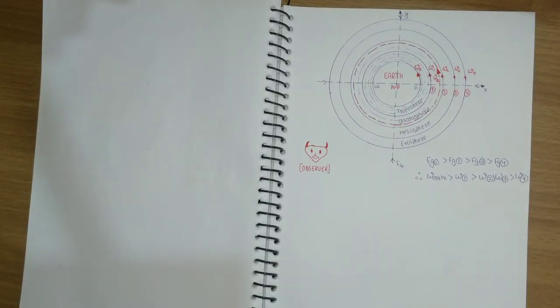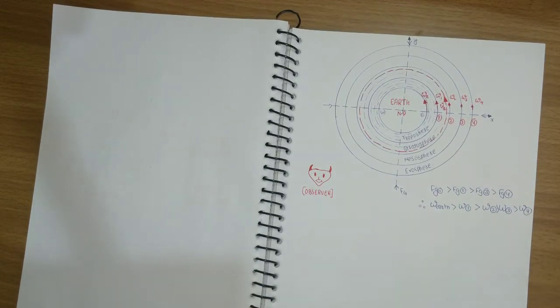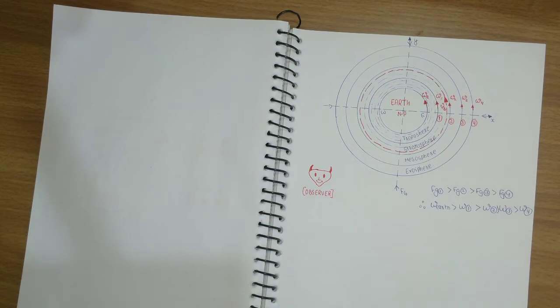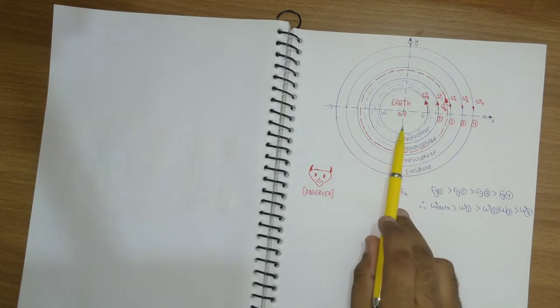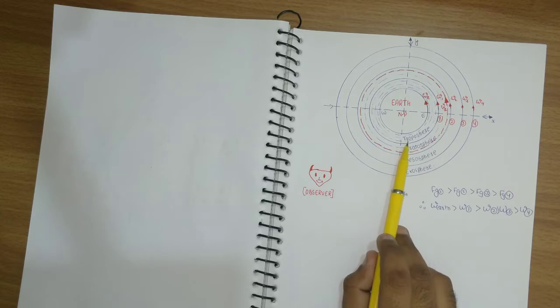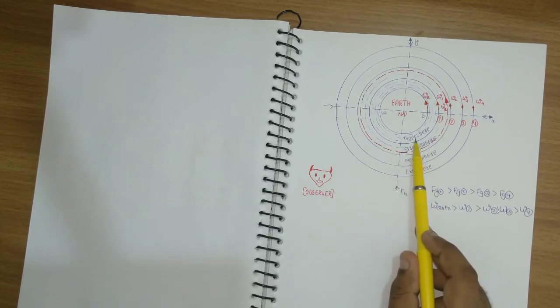This video is about the Coriolis effect. We all know that the Coriolis effect plays a very important role in Earth's air circulation and the formation of cyclones and thunderstorms, right?